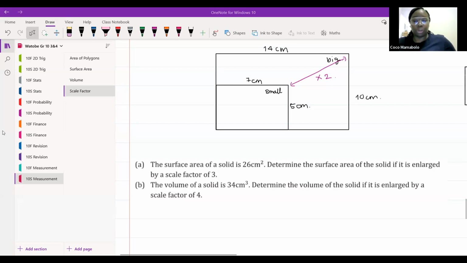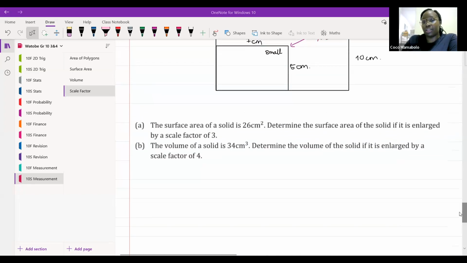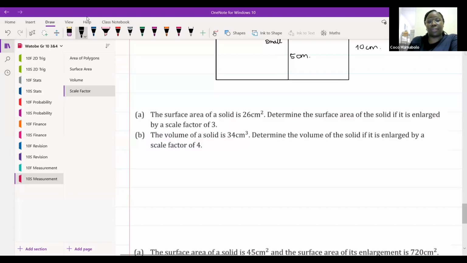Okay. I don't particularly think that would take us that long, right? Because we're just looking at the scale factor and then using that to calculate for each of those. All right. So it says for question A here, the surface area of a solid is 26 centimeters squared. Determine the surface area of the solid if it is enlarged by a scale factor of 3. So we know that the area is 26 centimeters squared.